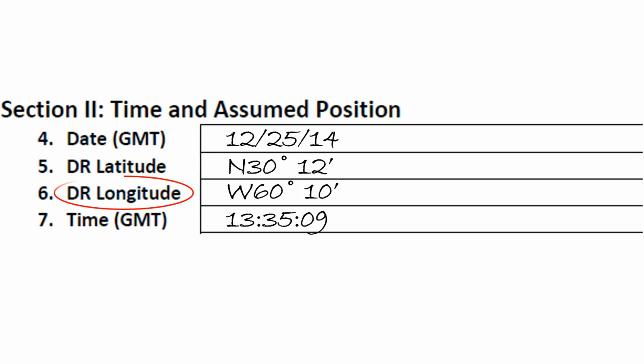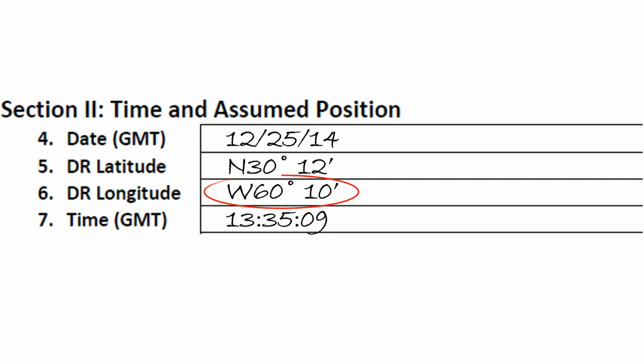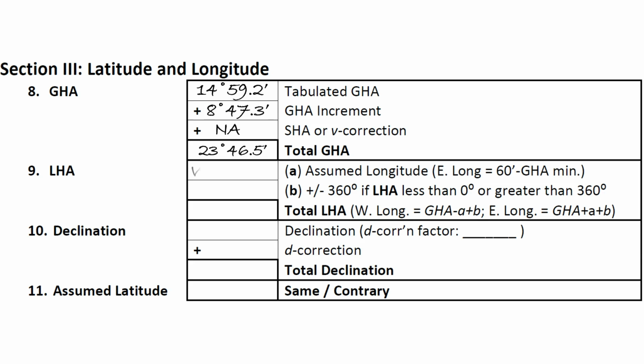First, we get our assumed longitude from our dead reckoning by using degrees only, no arc minutes. Then we add arc minutes necessary, so when we sum or subtract it from our GHA, we'll get an answer in whole degrees. If we are in east longitude, then we subtract our assumed arc minutes from 60 and use this as the arc minutes. In our example, our dead reckoning longitude is 60 degrees west and 10 arc minutes, so we use 60 degrees west, then add 46.5 arc minutes, the same value as our GHA. This is our assumed longitude, noted as part A of the LHA.